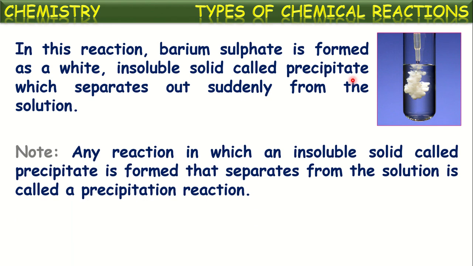Okay, so here we have to understand one point. Any reaction in which an insoluble solid substance called precipitate is formed that separates from the solution is called a precipitation reaction. So here we can say the barium chloride and sodium sulfate reaction is said to be a double displacement reaction, and in this barium sulfate is formed as a precipitate, and hence we can say this reaction is also a precipitation reaction, because a white precipitate of barium sulfate is formed in this reaction. Okay, this double displacement reaction here is a precipitation reaction. Okay, these are the different types of chemical reactions.